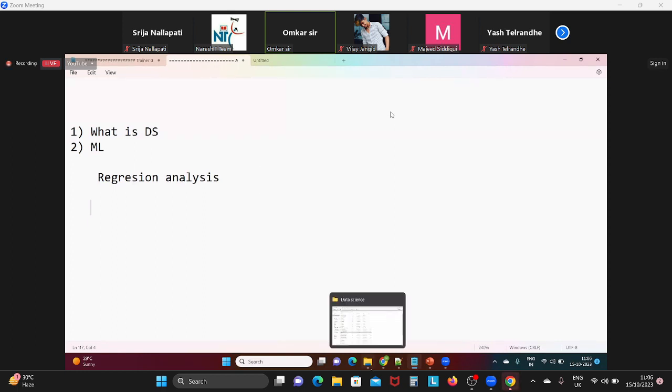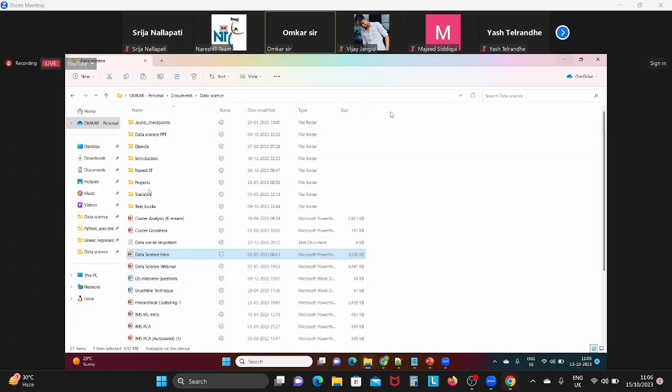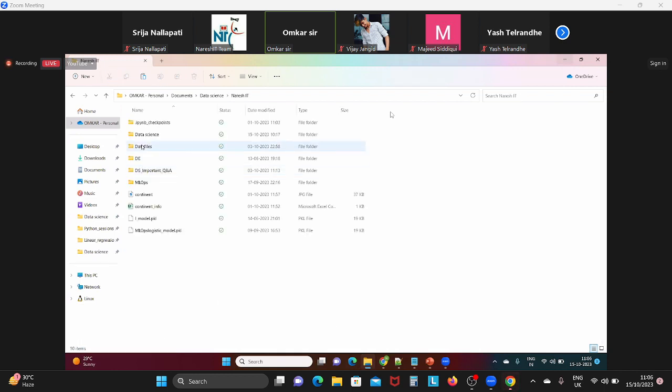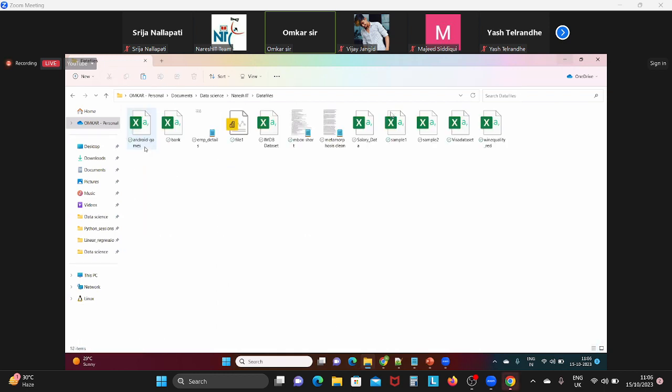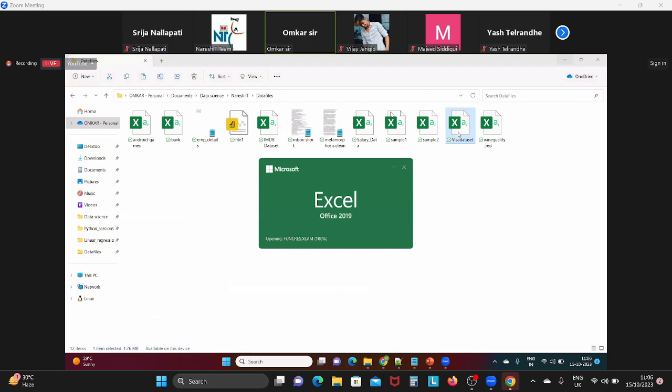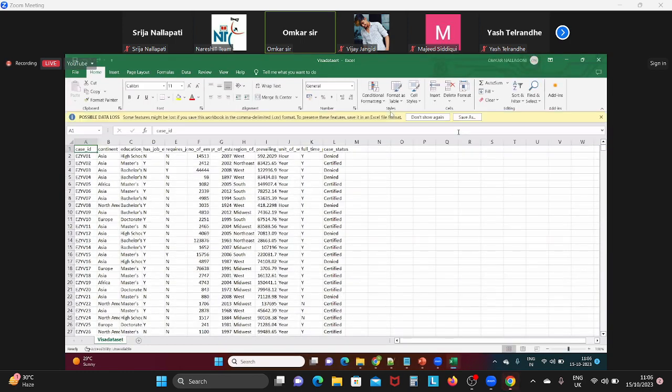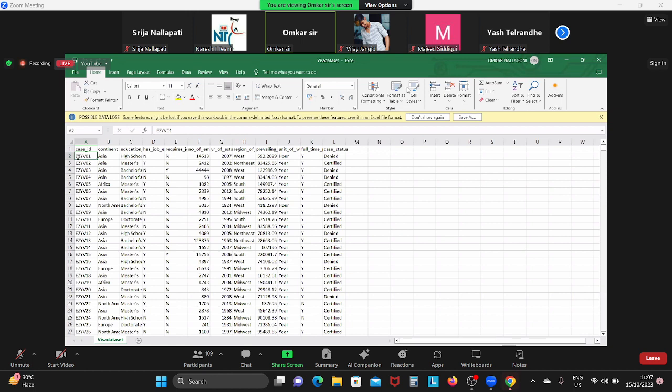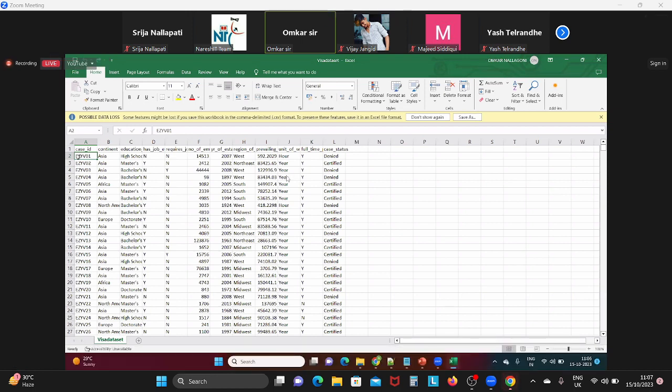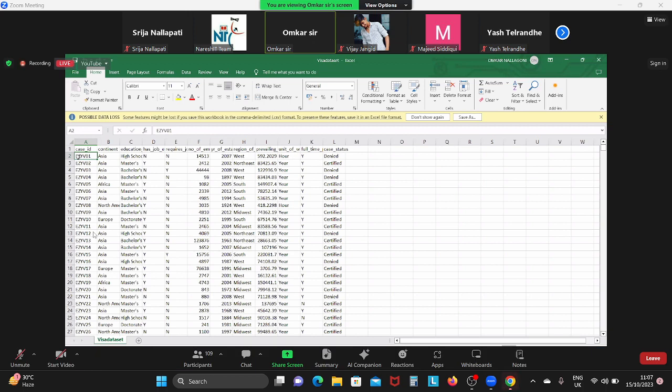Suppose you see here, going to the data files, I'm showing a visa data set. It is a visa data set. What is its objective? There are some case IDs. Suppose Nikita is opting for a visa. Suppose Ravi Kumar wants to apply for a visa application in the United States.